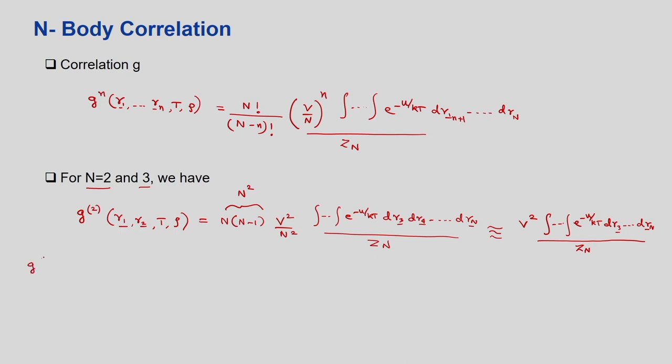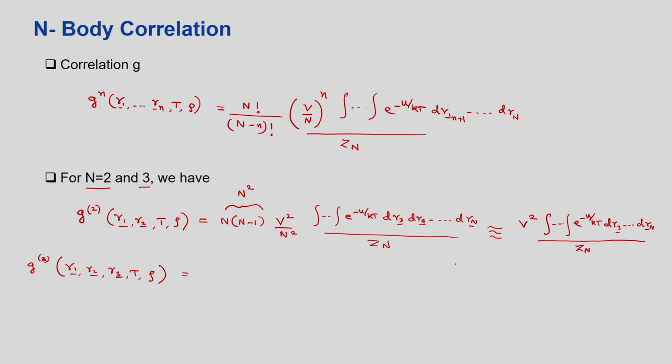Now, let us write for 3 atoms. 3 means we want to write for the 3 position vectors r1, r2, r3, T and rho. So, now you will have 3 factors here. Again, I can make use of N into N minus 1 into N minus 2. Because N is a very large number, it can be written as N cubed. So, I am not writing that. Finally, what you will get is a similar analogy. Instead of V squared, you will get V cubed. But here, the integration will start from dr4 onwards, dr5, up to drN, by Z_N. Okay. So, this is the way you can get the distribution function.